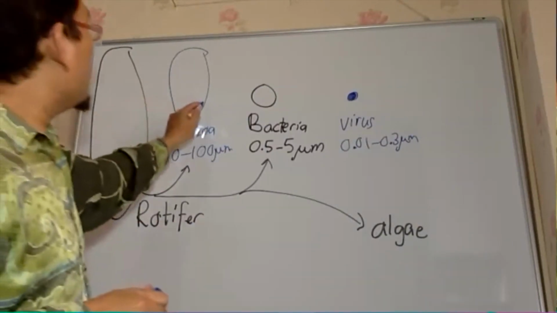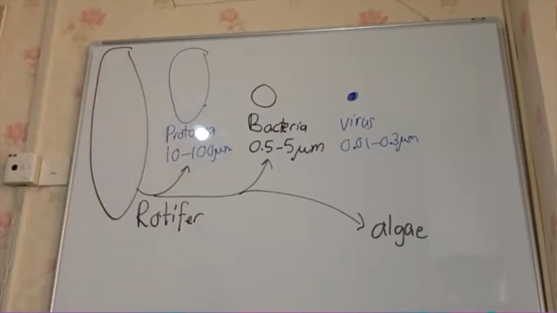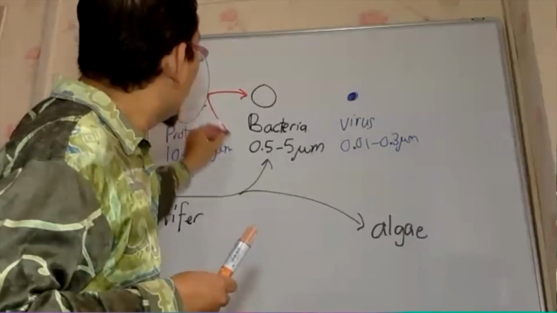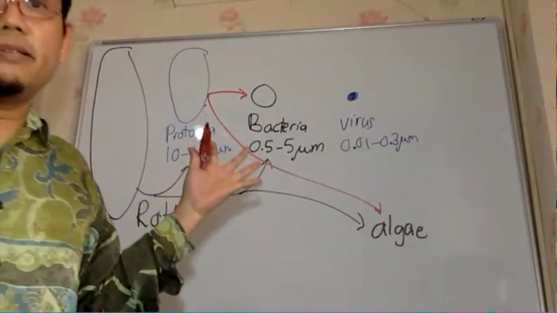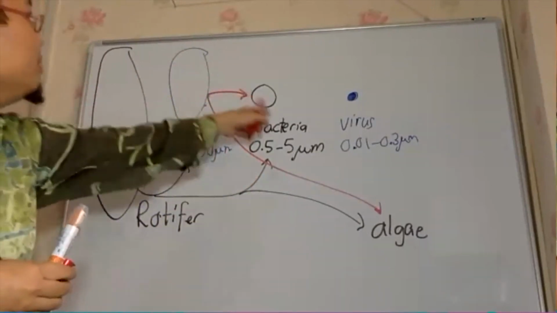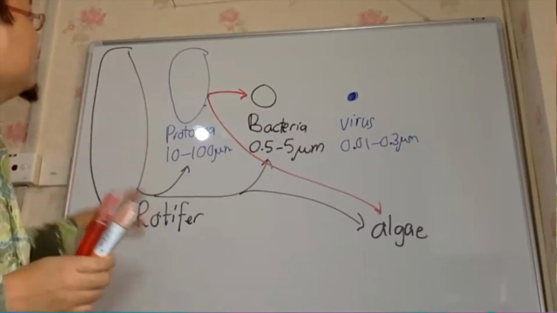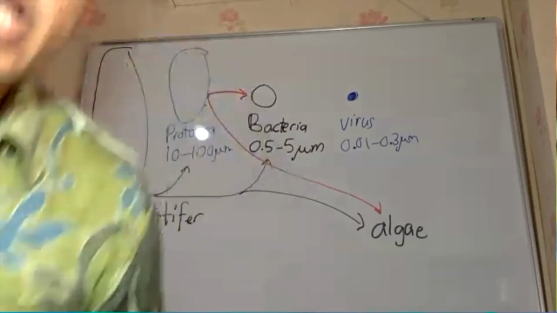And as for protozoa, they enjoy eating bacteria and also algae because they are bigger in size. They have no problem eating smaller microorganisms. So this is basically the microorganisms that you will see in wastewater.